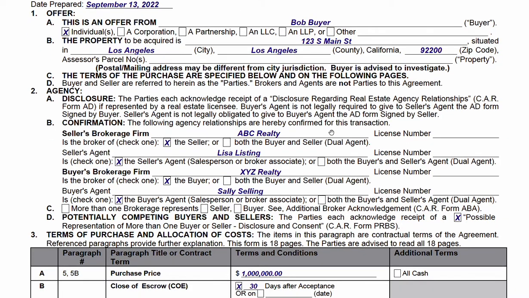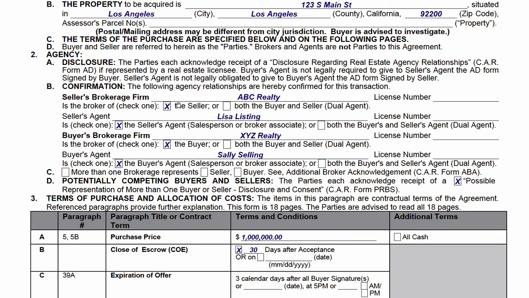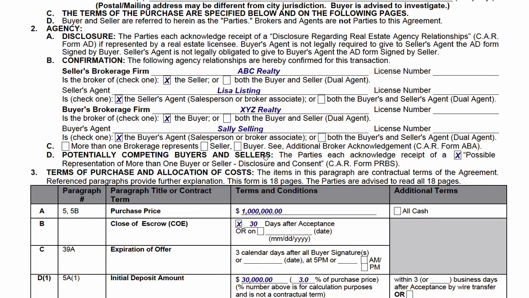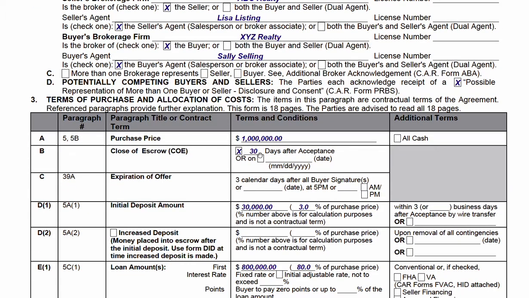All right, then we have the confirmation of agency relationships. You'll put the seller's brokerage license number, listing agent license number, the buyer's brokerage, also known as the selling brokerage here, selling brokerage number, and then the selling agent, also known as the buyer's agent here, and then the buyer's agent's number here, and then we move on. Of course, you'll check these boxes below each line. If it's dual agent, you'll check dual agent as well. And we jump right down here.